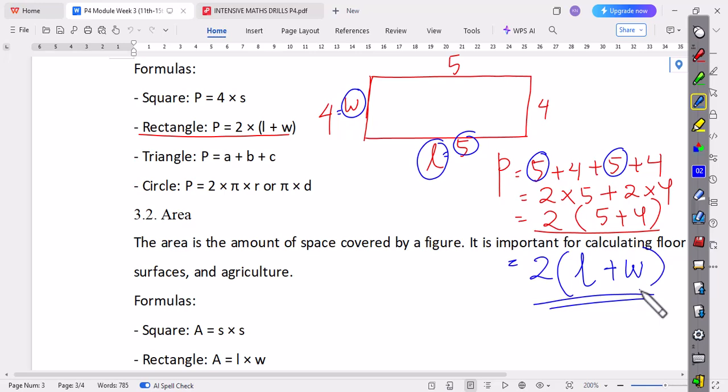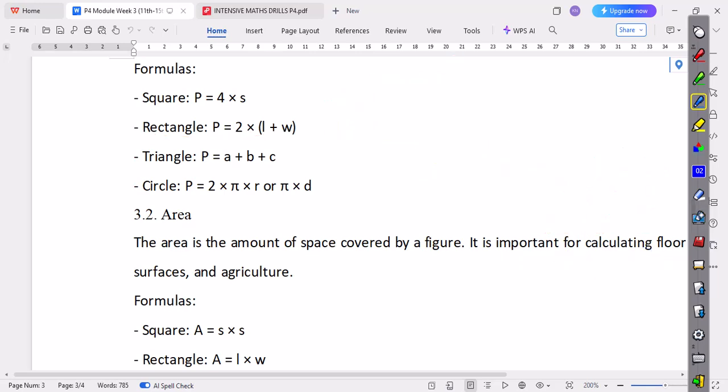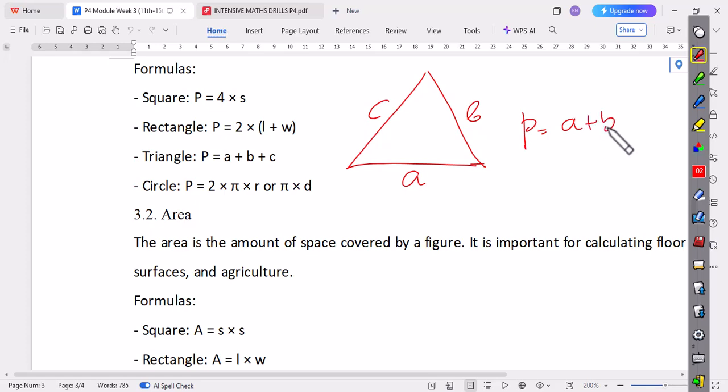Okay, and for a triangle, we just add its lengths. For example, this is A, B, C, and the perimeter must be A plus B plus C. This is how to find the perimeter of a triangle.